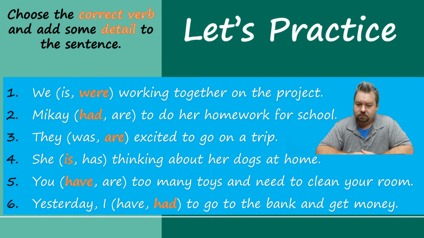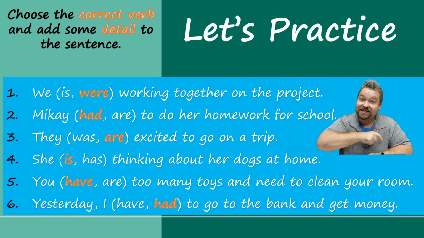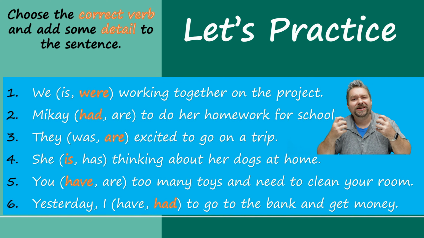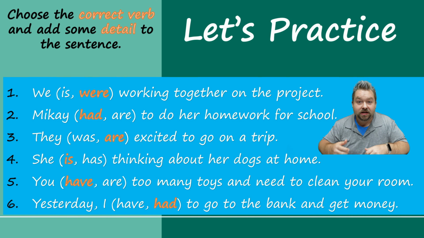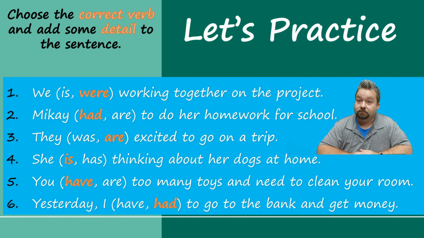Okay, number three, they, plural. They was? Maybe. They are? Maybe. No, it can't be was, right? That doesn't match. They was? That sounds terrible. It's definitely wrong. They are. Okay, so we are in the present tense. They are what? They are excited. Why? To go on the trip. I would be too, but, you know, we can't travel right now.